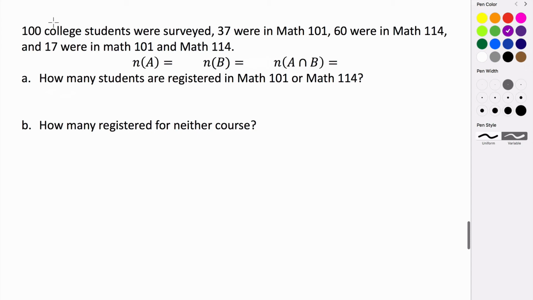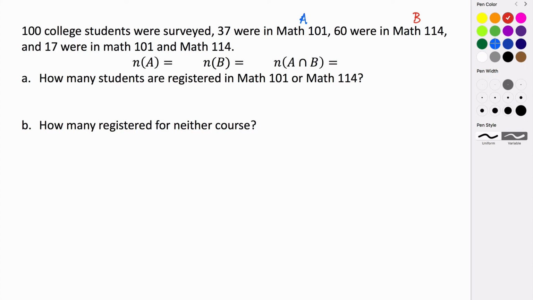So in this problem, 100 college students were surveyed. 37 were in Math 101. We'll call this set A. 60 were in Math 114. We'll call this set B. And 17 were in both Math 101 and Math 114. So that's going to be the intersection.